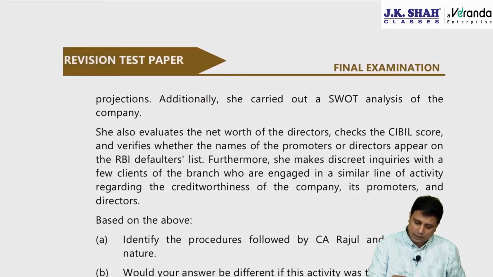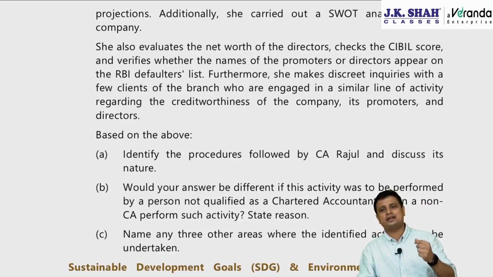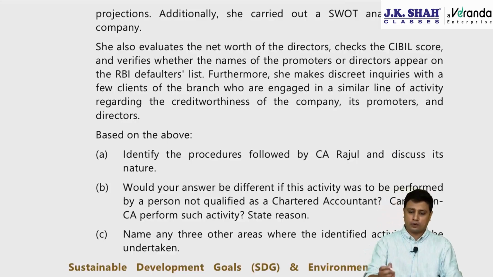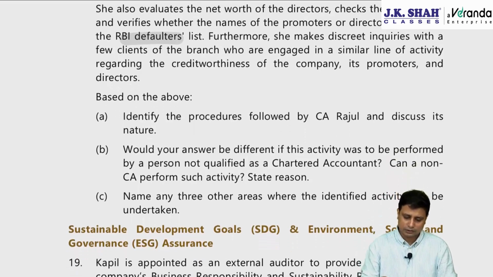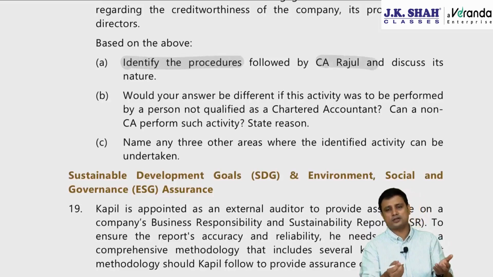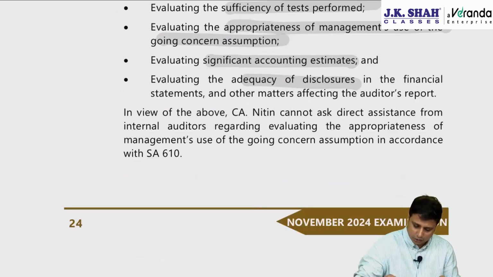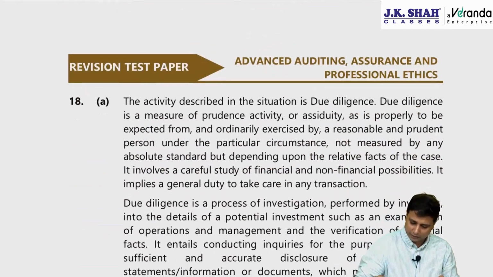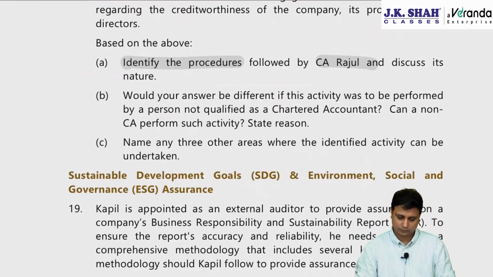She evaluates the net worth of the directors, checks the CIBIL score, and verifies whether the names of the promoters or directors appear on the RBI's default list. Further, she makes a discreet inquiry with a few clients of the branch engaged in a similar line of activity regarding the creditworthiness. Now, based on the above, identify the procedures followed by CA Rajul. What is she doing? What she is performing is nothing but due diligence. So here, in the first part, you have to explain that what they are performing is due diligence and write everything about due diligence. Second question.